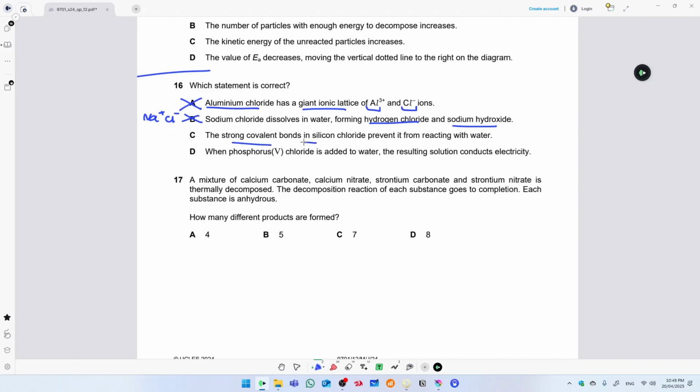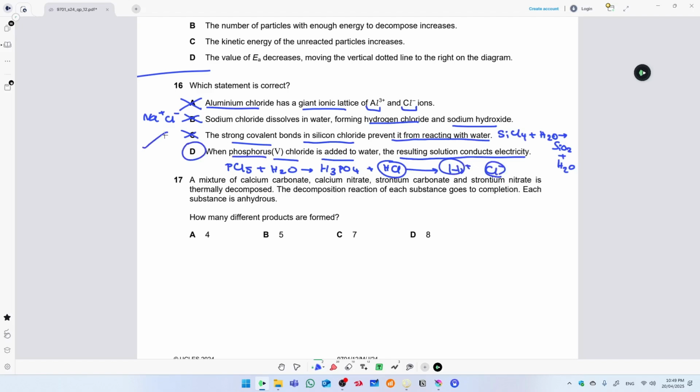Strong covalent bonds in silicon chloride prevent it from reacting with water? SiCl4 does react with water in a hydrolysis reaction. It forms SiO2 and water. When phosphorus pentachloride is added to water, the resulting solution conducts electricity. So let's look at the reaction of phosphorus pentachloride and water. It forms H3PO4, phosphoric acid, plus HCl. This HCl dissociates, forming H+ and Cl-. So these ions conduct electricity. So D is the answer.